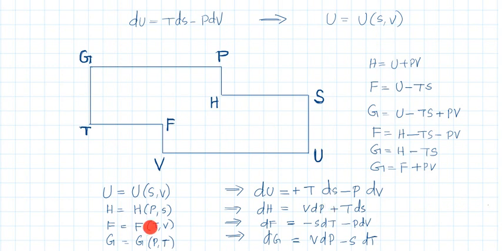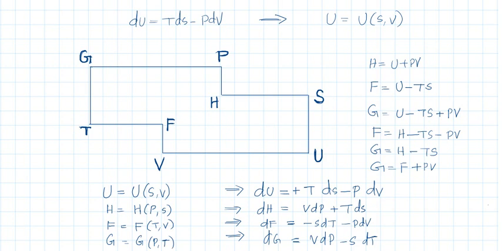In a similar manner, dF, the dependence is dV and dT, and both are negative because one is down, one is left. So minus SdT minus PdV. dG, you have dP and dT. So VdP and SdT, but SdT is negative. So these are the four differential changes of potentials: dU, dH, dF, dG.